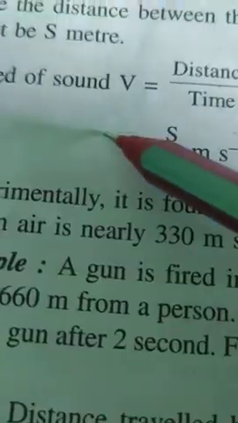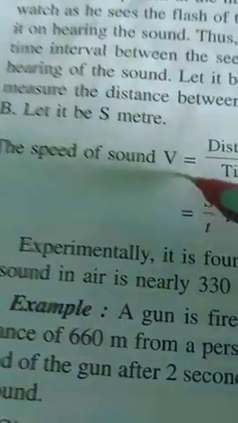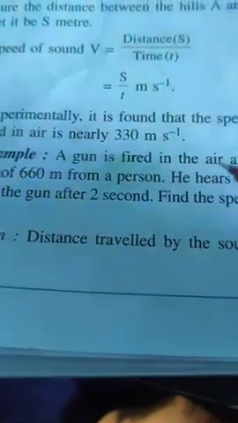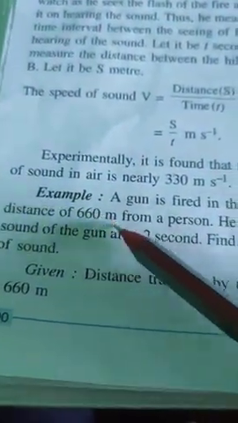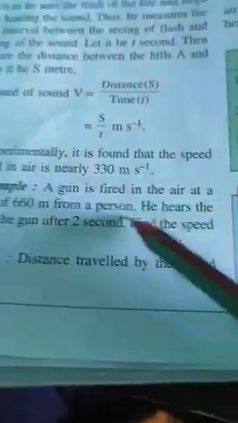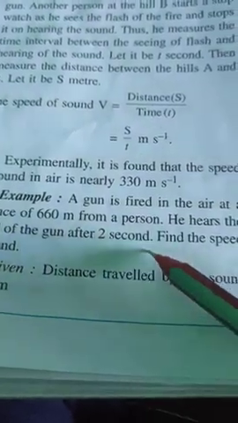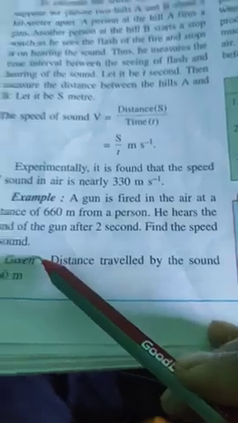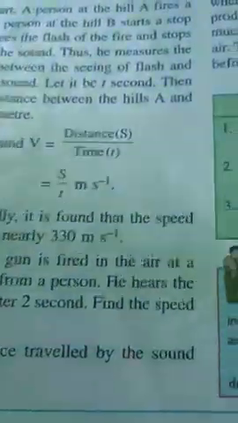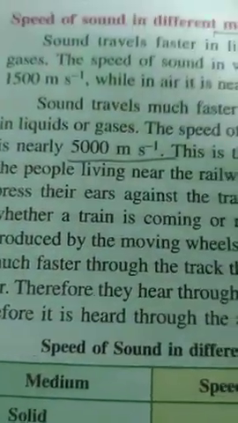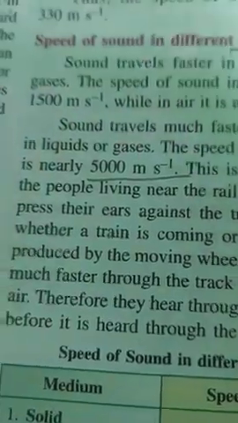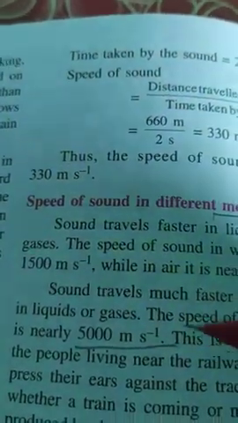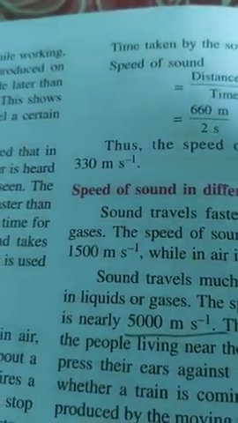So this is the formula. The speed of sound is distance by time. In this manner, we can solve some questions. A gun is fired in the air at a distance of 660 meters from a person. He hears the sound of the gun after 2 seconds. Find the speed of the sound. Here the distance travelled by the sound is given as 660 meters, and you have to find speed, which is distance by time taken by the sound: 660 by 2, 330 meter per second is the speed of the sound. In this manner we can calculate the speed of sound.